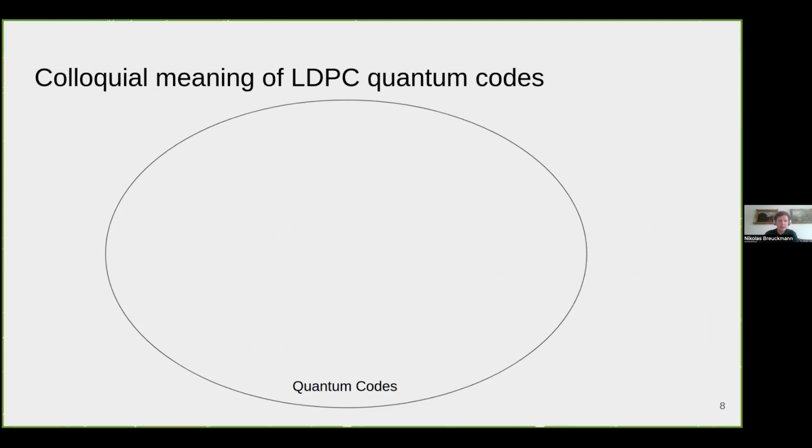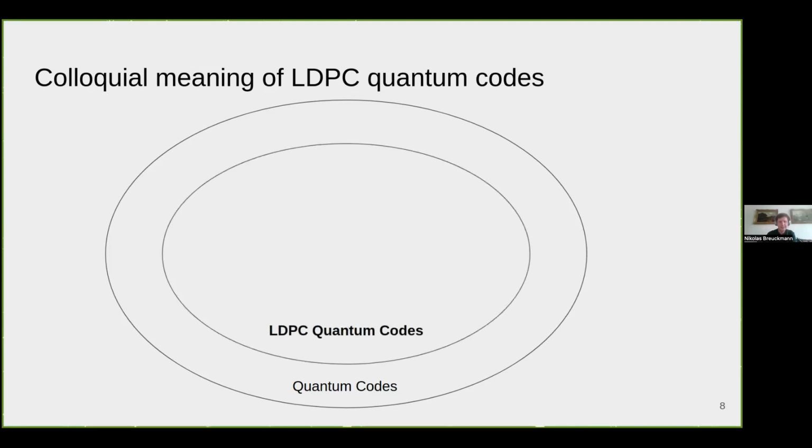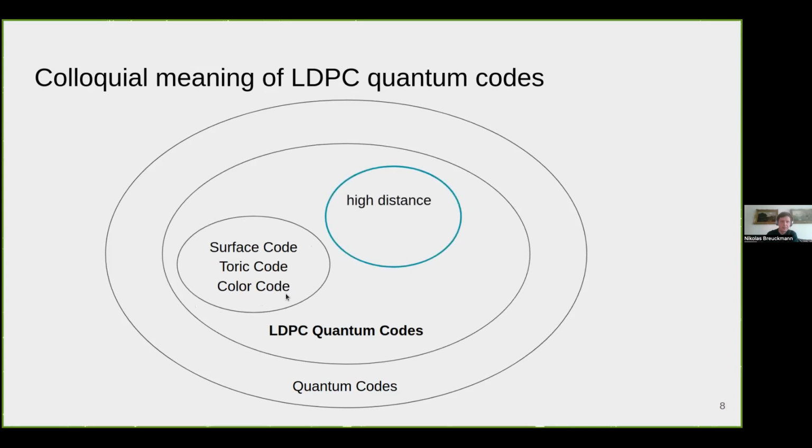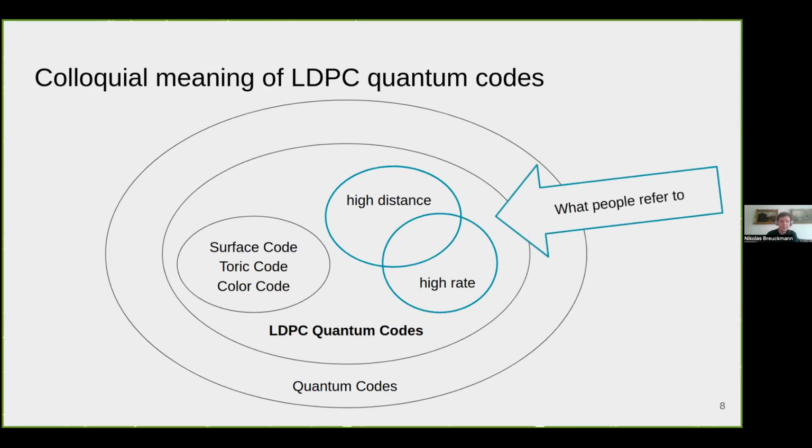When you talk to people, usually they mean something more specific when they talk about LDPC quantum codes. Let me give you this little disclaimer before we dive into more details. Let's say we have the set of all quantum codes, then some number of them are LDPC. This includes very famous codes that you might have heard of: the surface code, the toric code, and color codes. However, usually people mean codes which have a very high distance and a very high rate. This is usually what people refer to when they talk about LDPC codes. They don't mean the more common surface code, toric code and so on.